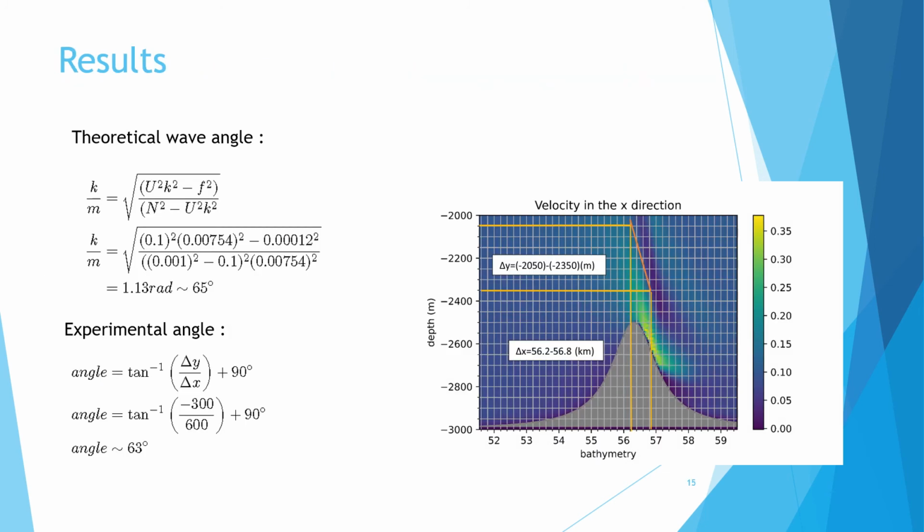The animation on the previous slide showed that the model is producing a sensible output. To verify how accurate the results are, we can compare the wave angle to the theory. So for the theoretical angle, we are using the dispersion relation that I presented a couple of slides ago, and we have this ratio of k over m, and it is giving us an angle of 65 degrees. For the experimental angle, we have 63 degrees. It is quite nice to see that these two angles are close to one another.